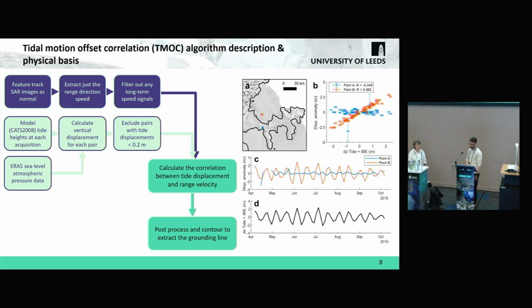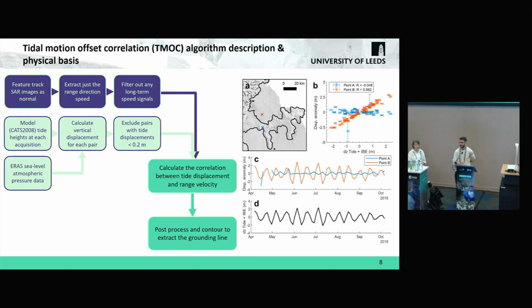So you've got the red cross, which is on floating ice, and the blue cross, which is on grounded ice. And when you plot tide height against displacement anomalies, you can see that the red point has this nice linear correlation with tide height, and the blue doesn't. And when you look at the time series, you can see that even more clearly. The red time series is the floating point, and the black is the tide. They are almost exactly the same. This is a spot where it works nicely, but you see the principle.